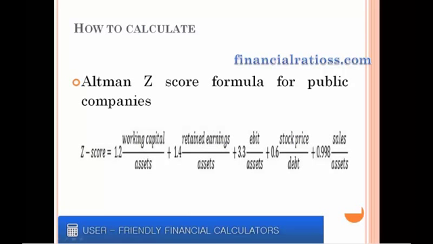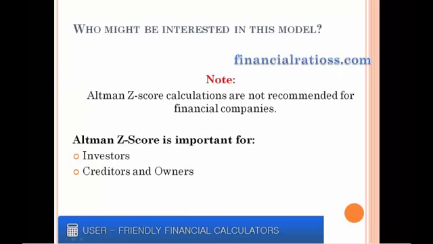Now, who might be interested in this model? The Altman Z-score calculations are not recommended for financial companies. This bankruptcy calculation model is important for the company's investors and creditors as well as owners, as it provides information on how close the company is to a possible bankruptcy.